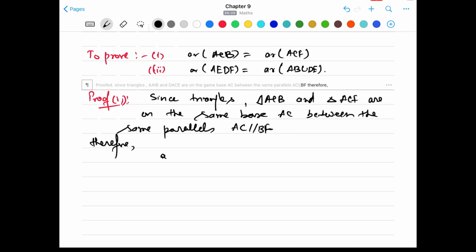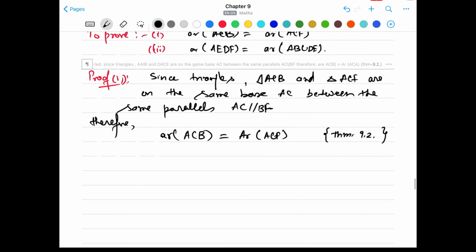the area of triangle ACB will be equal to the area of triangle ACF, and this is by theorem 9.2, which says that if two triangles are on the same base and between the same parallels, then the areas of the two triangles are equal. Okay, so that's the proof of part 1.